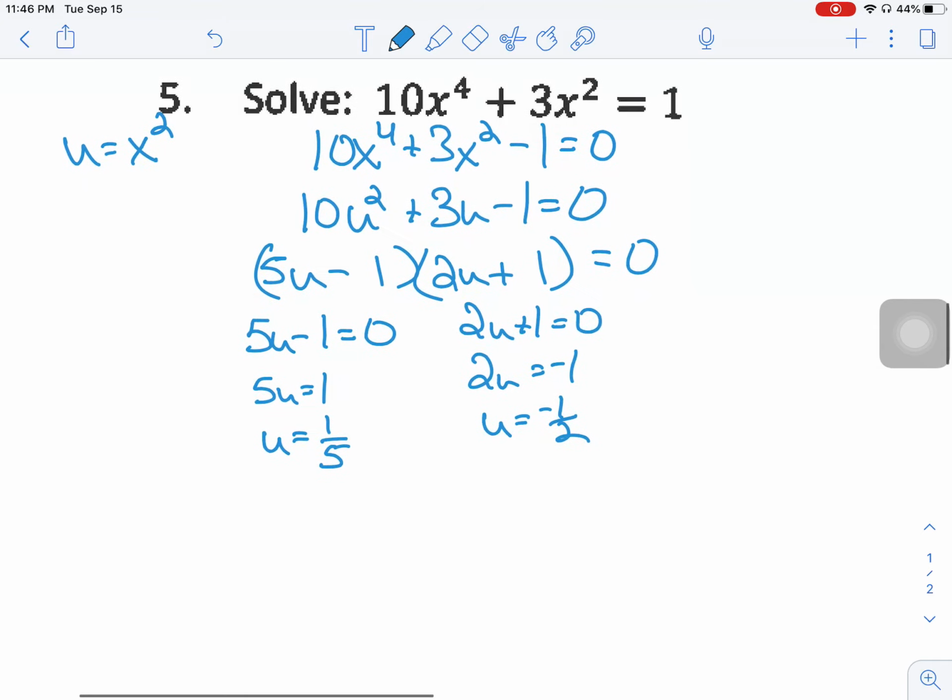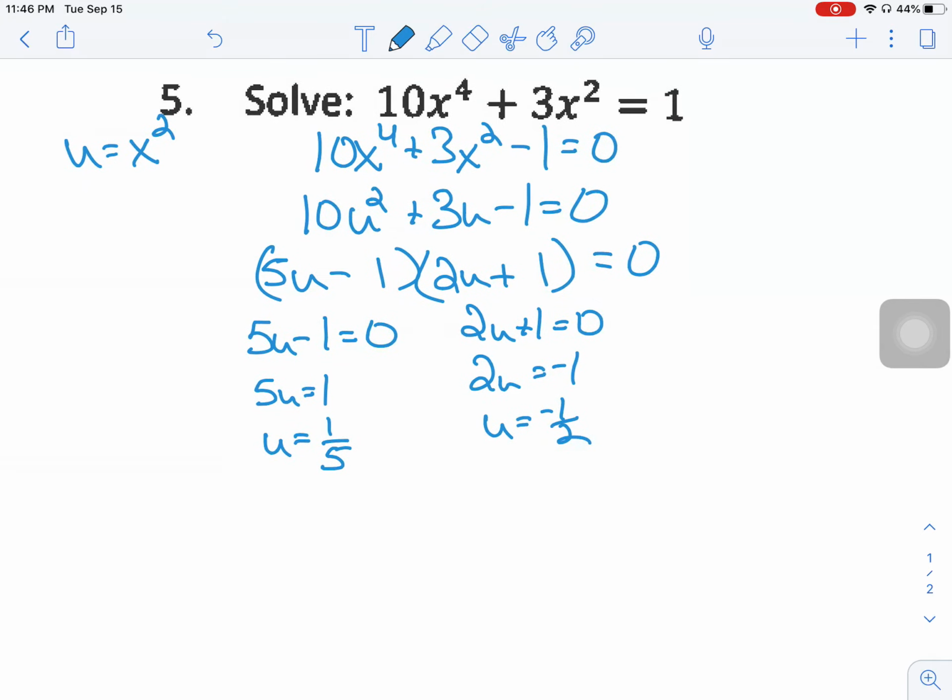But again, we weren't supposed to be solving for u in this problem. We used the u to try to make the problem simpler. I know how to solve a quadratic, I can do that, and so that's what I used. However, we are actually going to replace each one of these u's with an x squared. So x squared is equal to 1/5, and x squared is equal to negative 1/2.